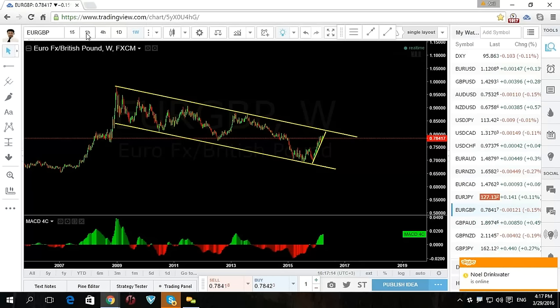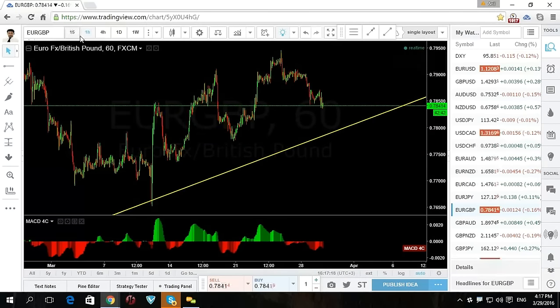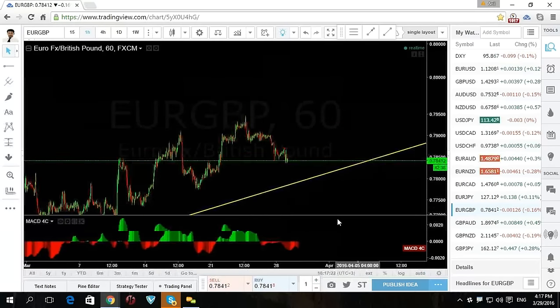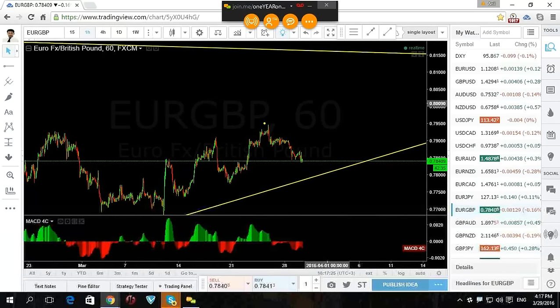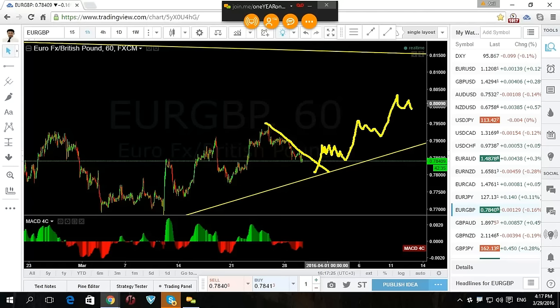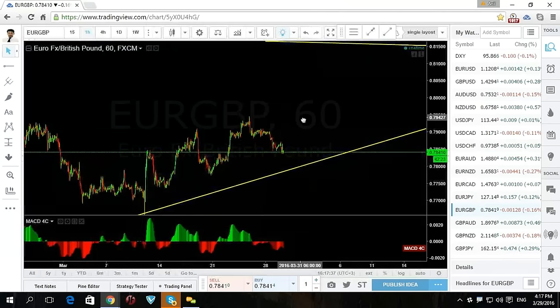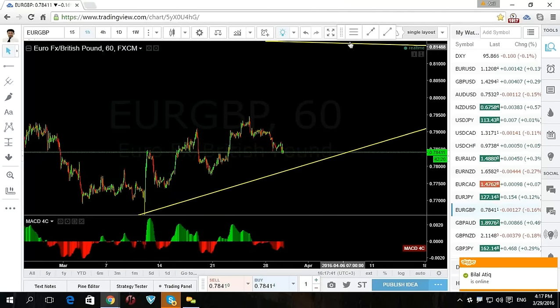Let's go back to the daily and the hourly. Sorry, hourly. So right now, as it is, if you get a chance to buy, if they come and break this up, give you some consolidation, you can buy it up. It's going to be very, very small trades.